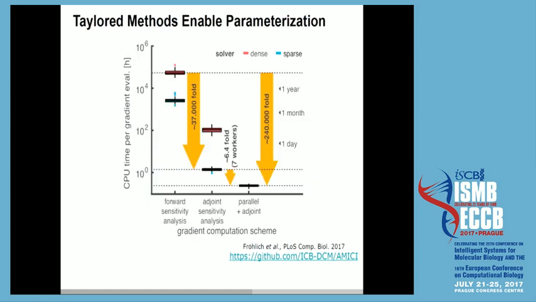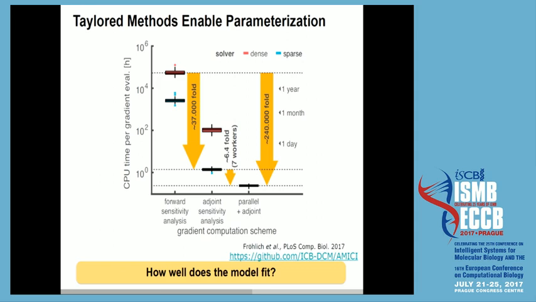Now, if you combine that with specialized solvers that exploit the sparsity structure in your ordinary differential equation system, then you can achieve a 30,000 to 37,000-fold decrease of the computation time. And if you add parallelization on top of that, you go to 240,000-fold. So you go down from 6 years per gradient evaluation to something like a couple of minutes that you require for every gradient evaluation. And this basically makes the whole approach feasible.